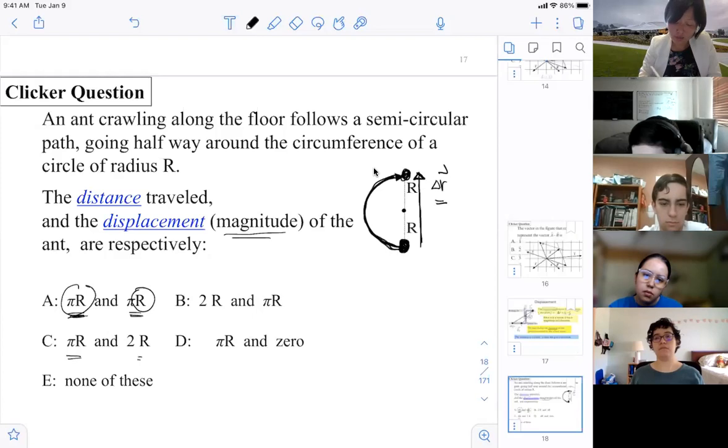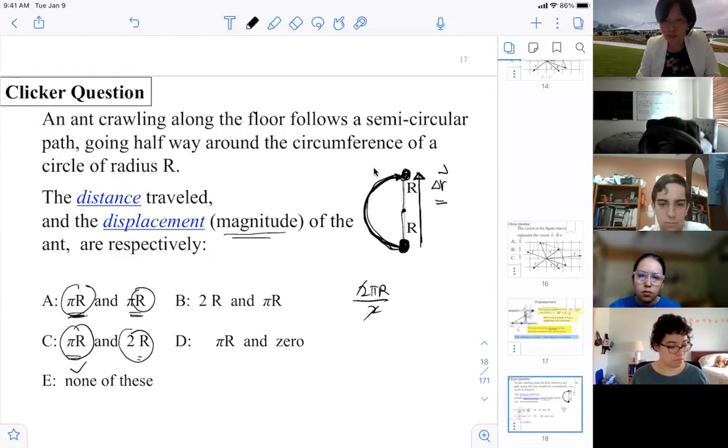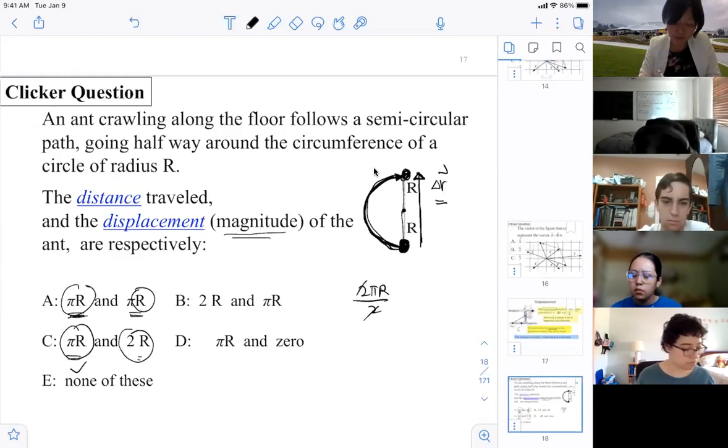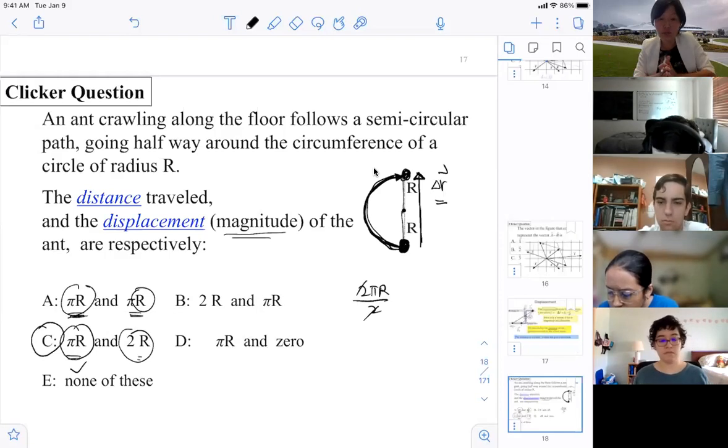Okay, so C. This distance is half a circle. The entire circle is 2 pi r, so half a circle is pi r. Good, very good. And displacement is simply the diameter, right? So it's 2r as your displacement, as a way to show that these two quantities are different. Distance is a scalar, displacement is a vector, and the magnitudes of them are different. So C is correct.